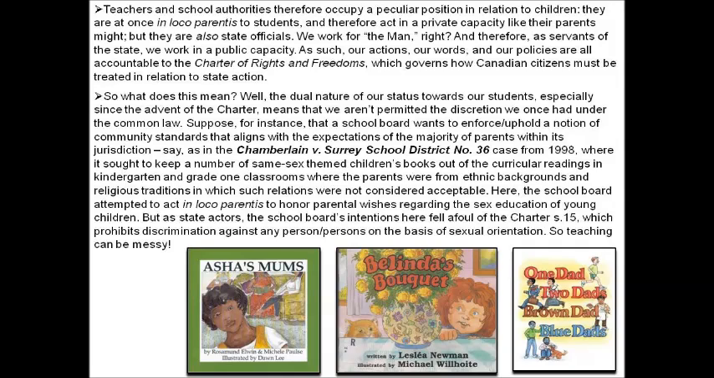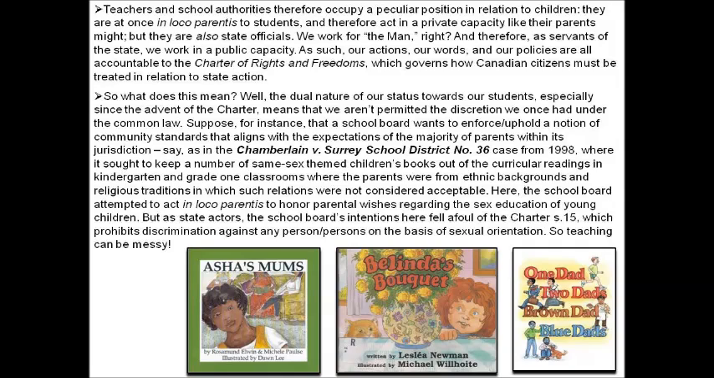Okay? So we have these two components where, in some way, like a private capacity, like parents towards our students, but then we're also, because we're public servants, working in a public capacity. So what does this mean? Well, the dual nature of our status towards our students, especially since the advent of the Charter, means that we aren't permitted the discretion we once had under the common law.